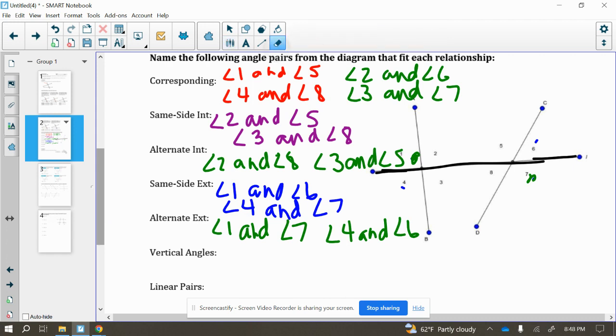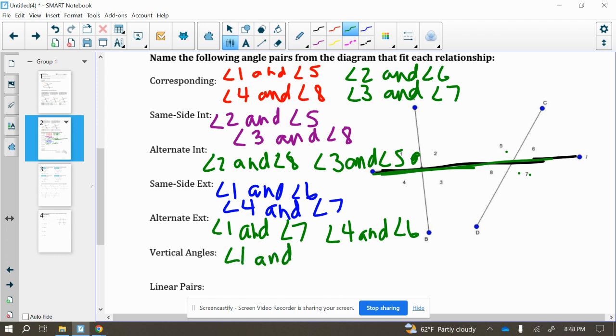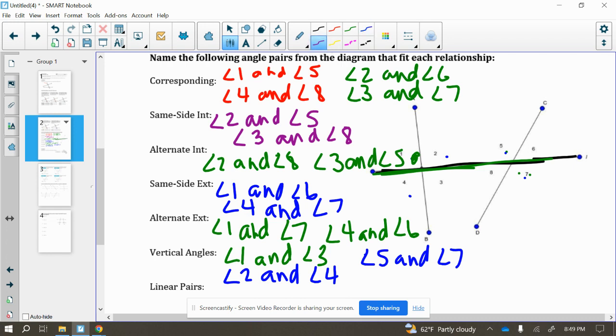Now, don't forget, whether we have a transversal or not, when we have these intersecting lines with that transversal, we are creating each time vertical angles. So we would say, for instance, over here, angle 1 and angle 3 would be vertical. We have 2 and 4. And then we also have over here angle 5 and angle 7, as well as angle 6 and angle 8.